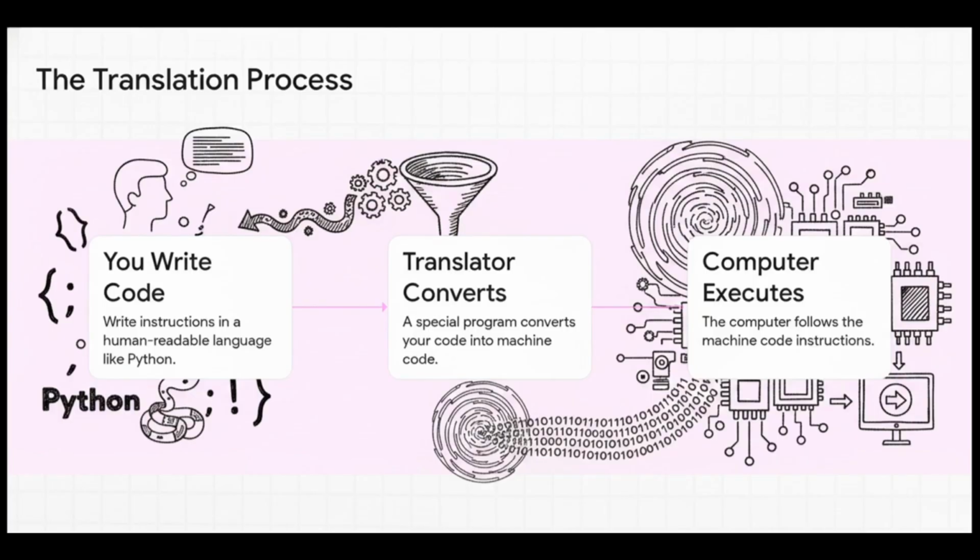And that right there is why programming languages are our best friends. They are that crucial middleman. We write our instructions in a language that's pretty readable for us humans, like Python. Then a special program, our translator, takes what we wrote and converts it into the pure binary machine code that the computer can finally understand.